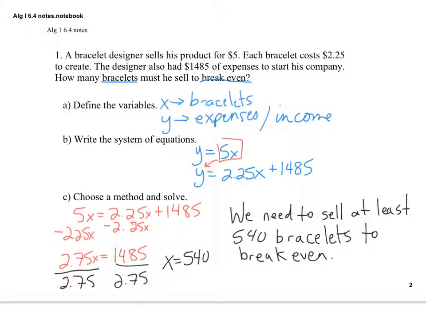And we don't want to miss any points on these, so you do need to write out your sentence where it says we need to sell at least 540 bracelets to break even. In other words, we need to put this into context, okay? So make sure you're doing that on your problems.